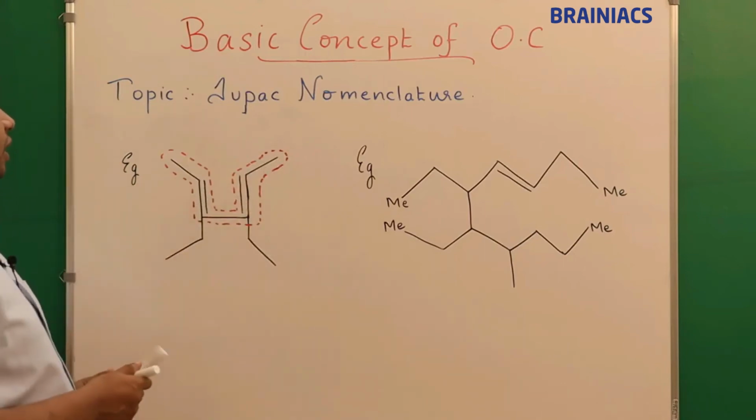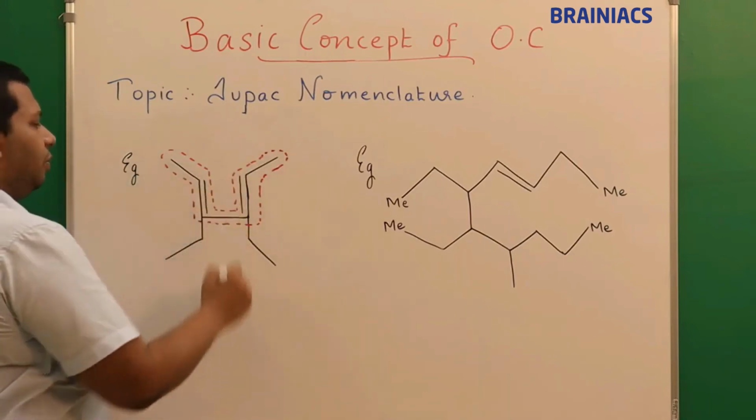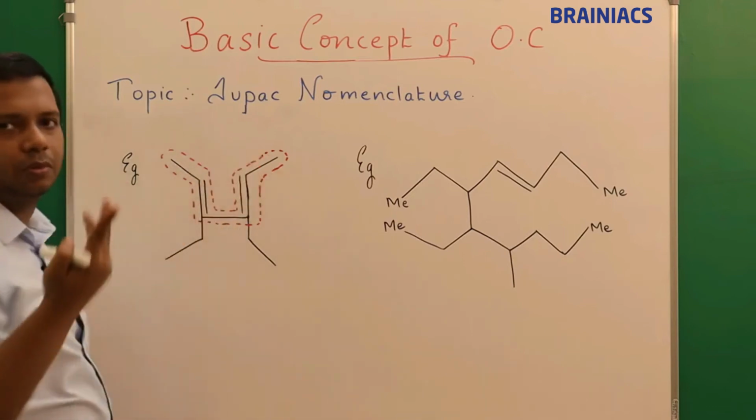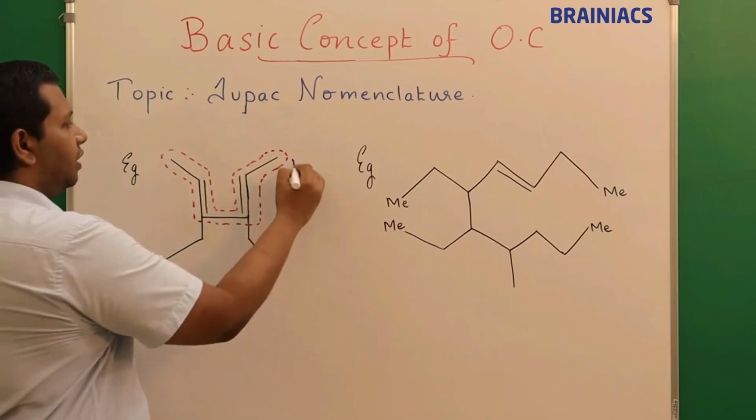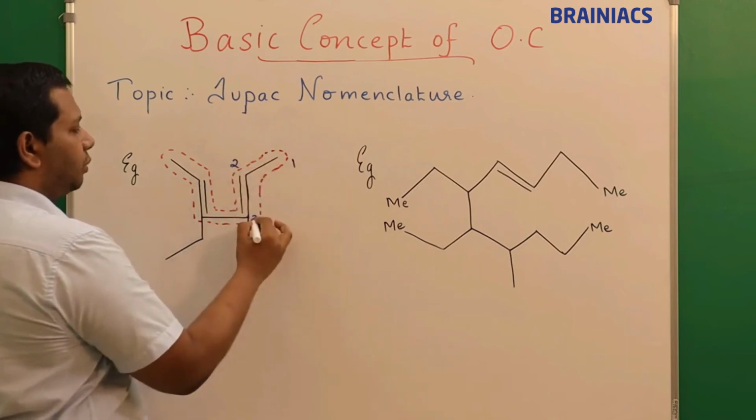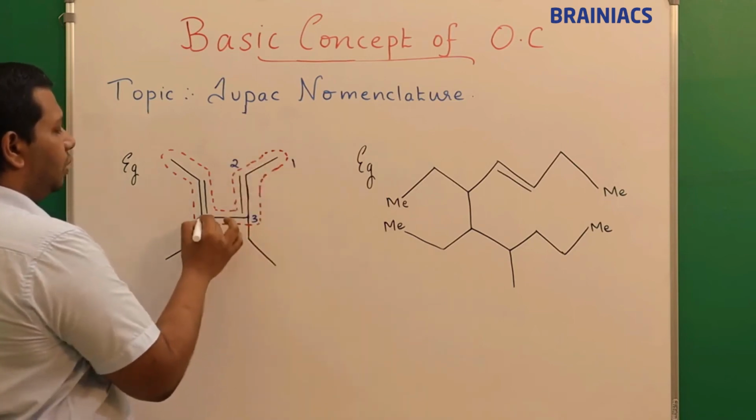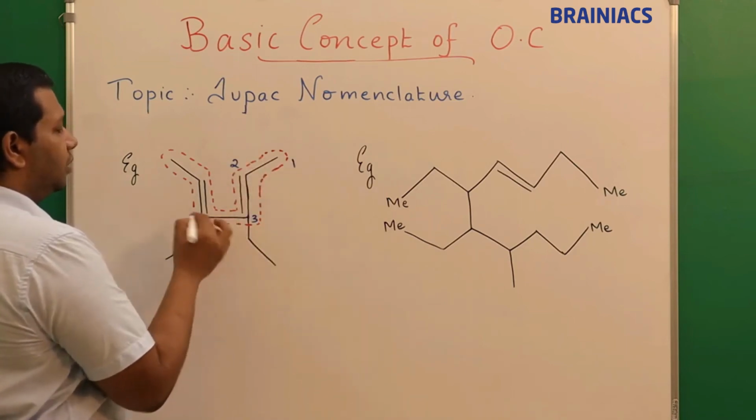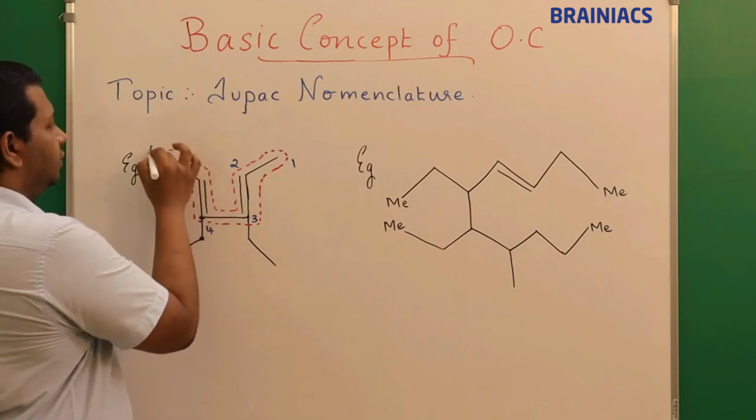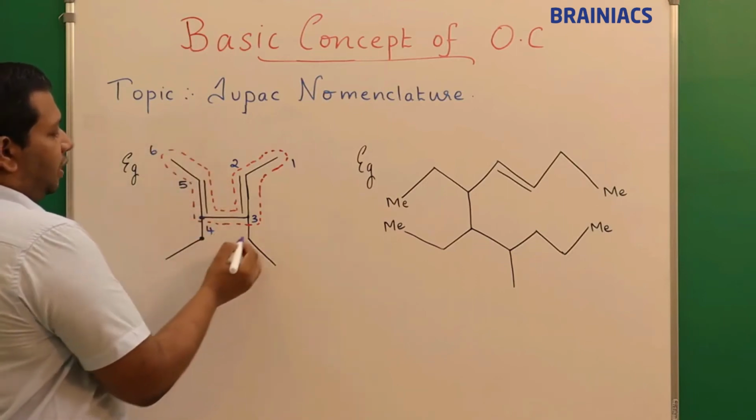Now numbering, you know that this is also a symmetrical compound. So if I do it from here or here, you will get the same numbering. So let's say here 1, 2, 3, 4. Okay, this is one carbon, this is another carbon. Okay, 5, and this is 6.